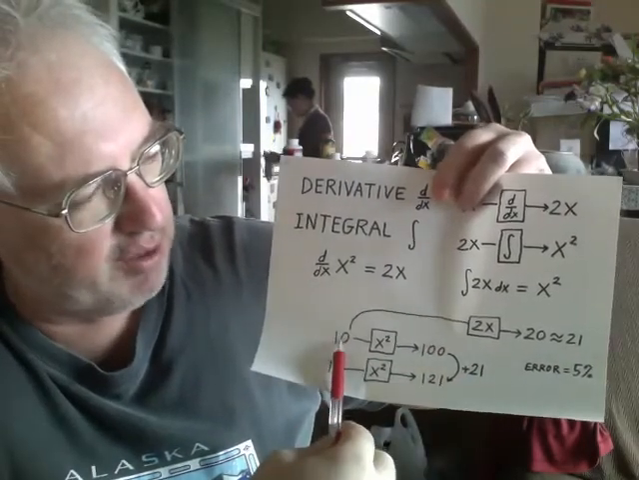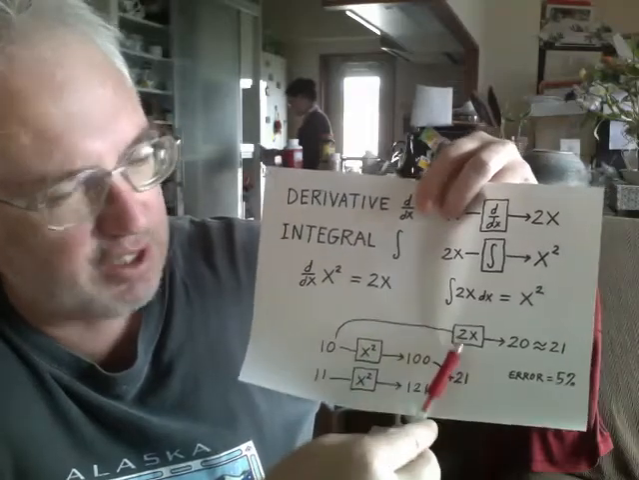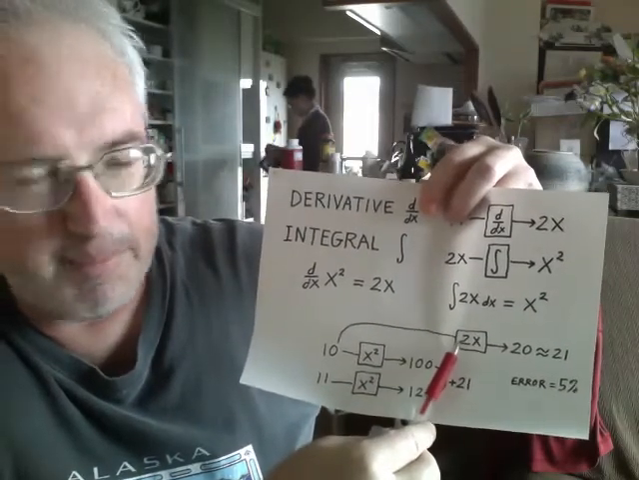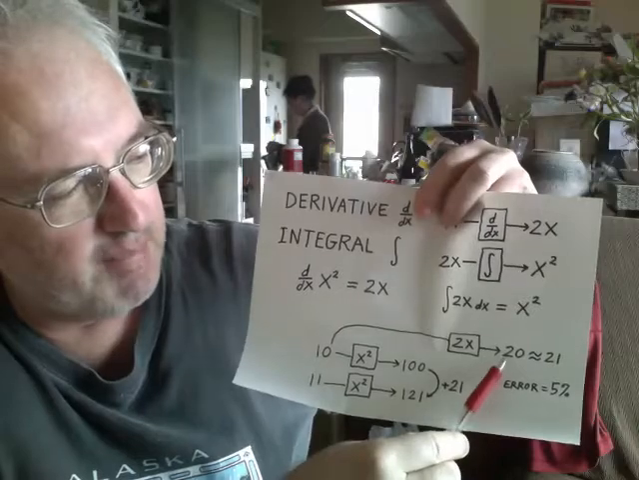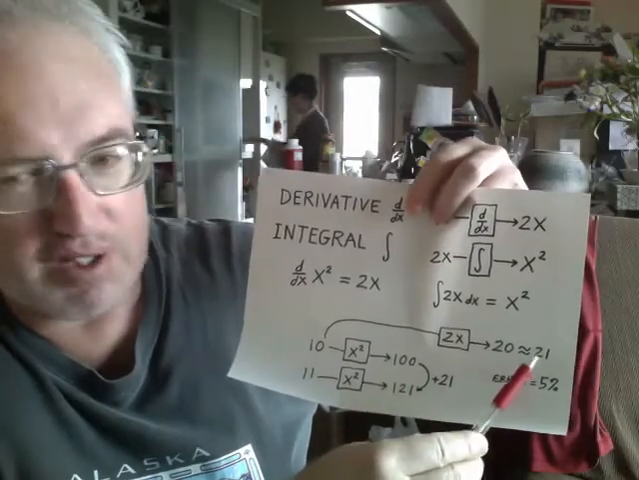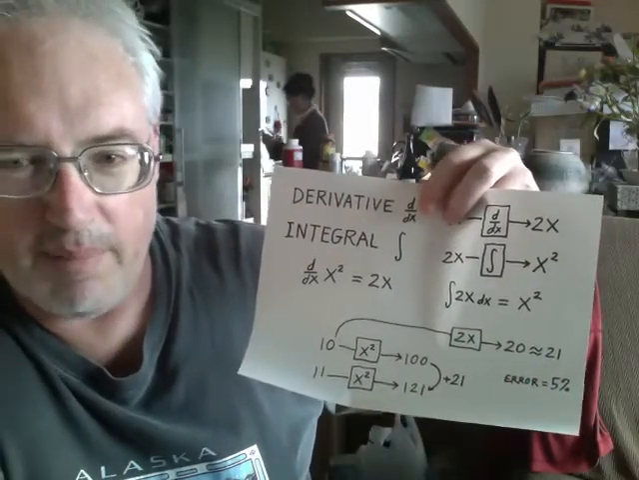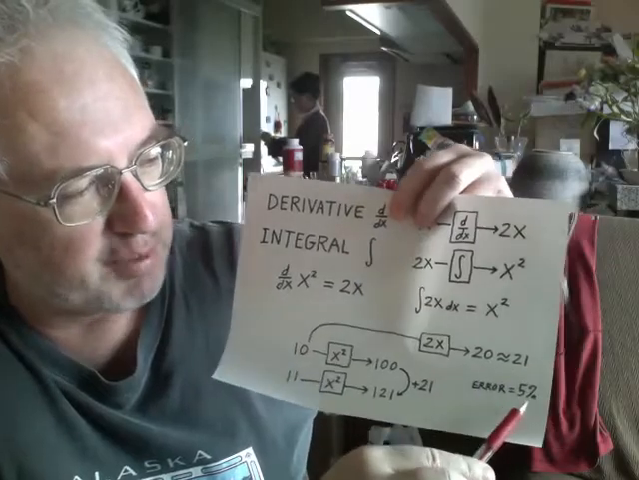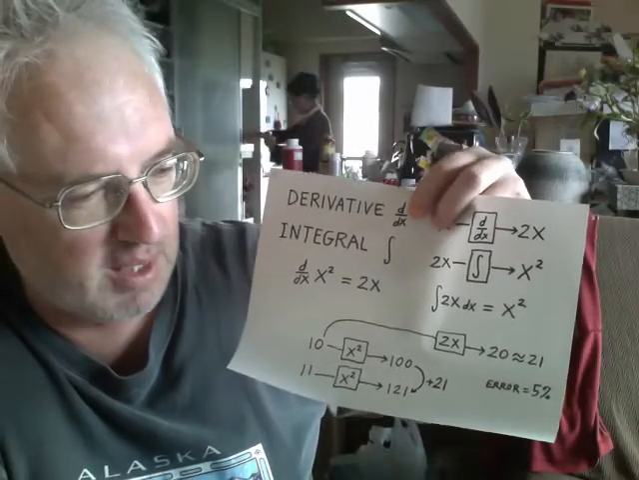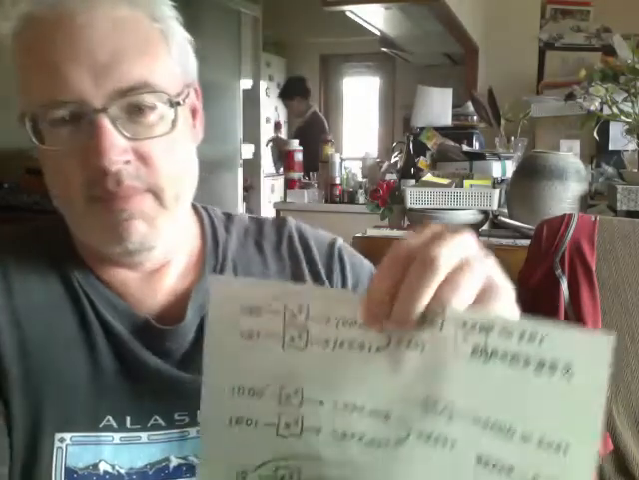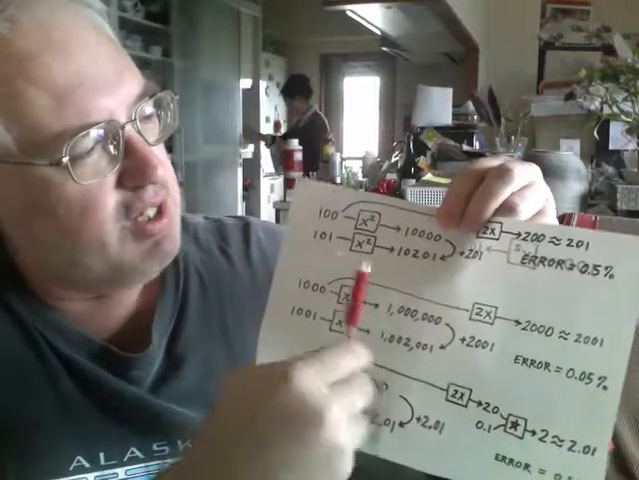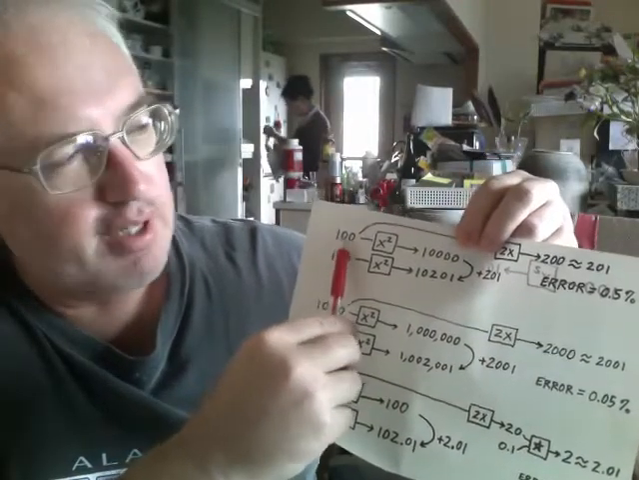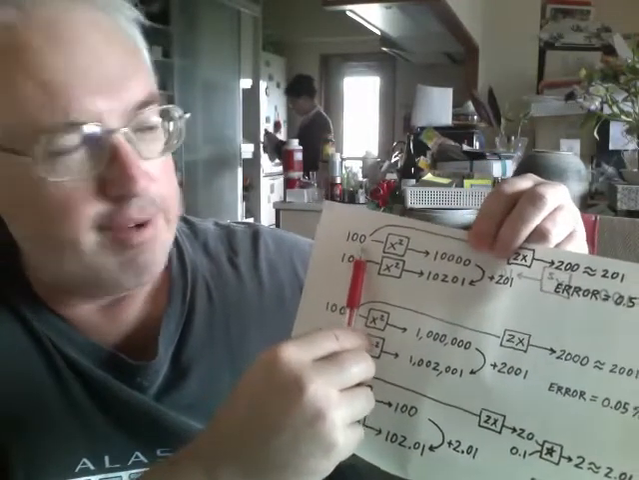If we take the original number, feed this into the derivative, 2x, the output is 20. And 20 is about the same difference as 21. That's an error of 5%. If we use a larger number, like 100, we get a more accurate estimation.